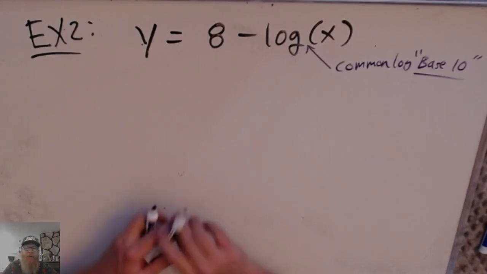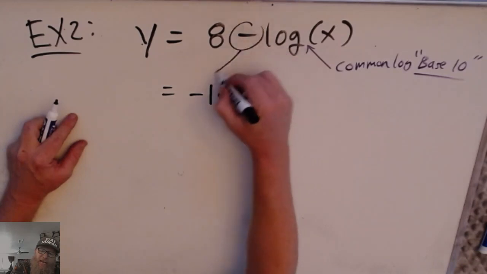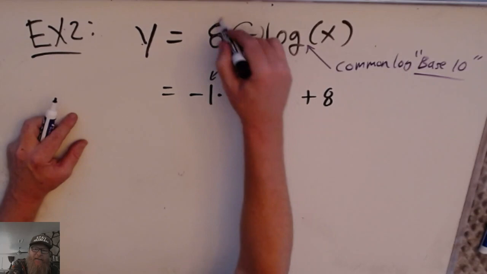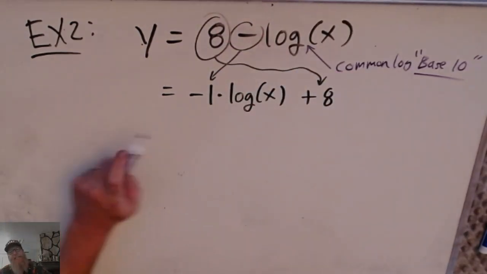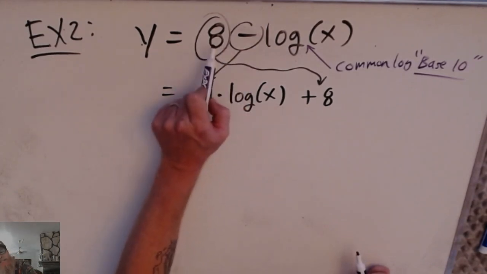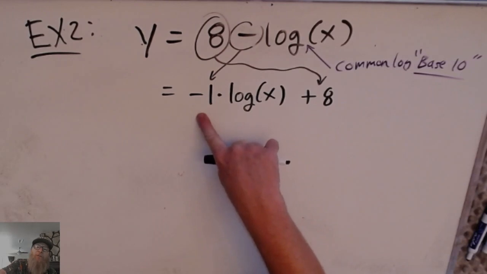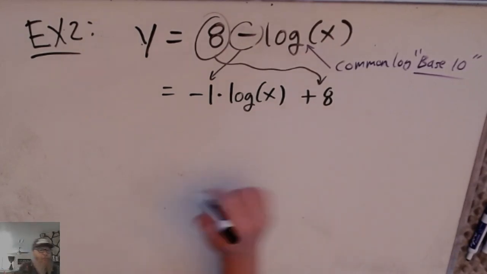Another thing I like to do is rewrite it like this. This negative is actually an invisible -1, and the 8 is actually a +8, not a -8. Sometimes when your brain sees a number followed by a negative sign, it's just human nature to immediately think that number's negative, but it's not. That negative is actually a multiplier, a reflector, -1, and the 8 is actually a vertical shift of +8.